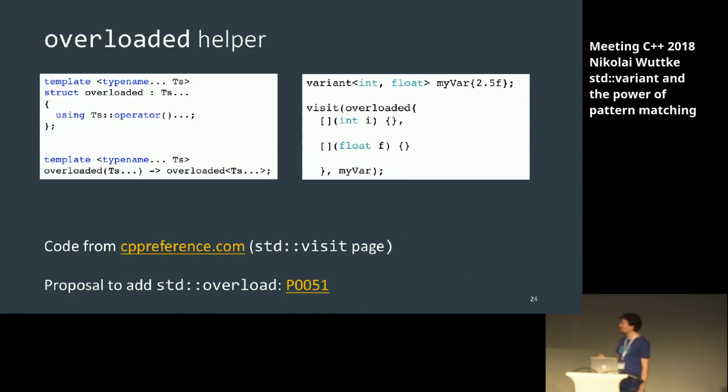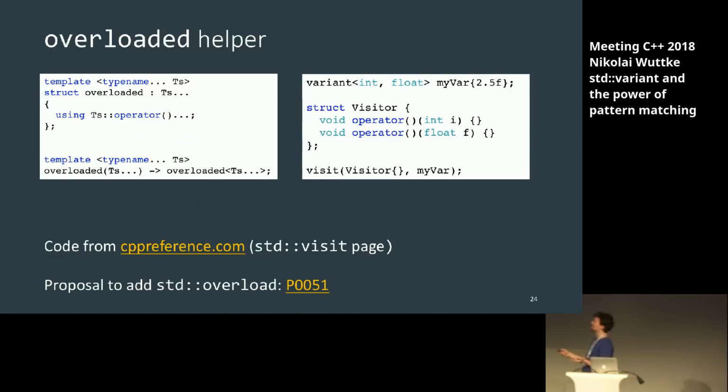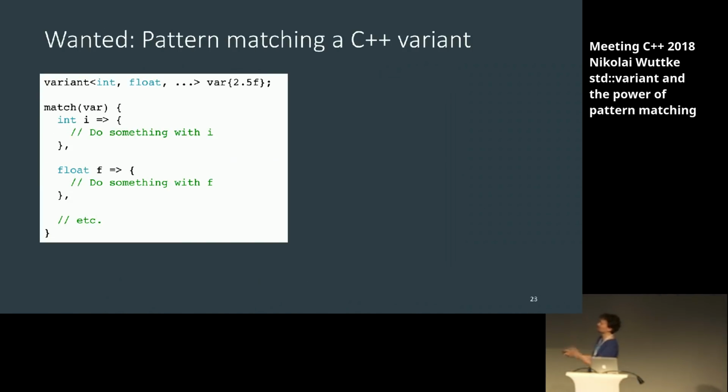And so then, once we have this, there's still one thing which I don't like. On one hand, you have to put this overloaded, which is a bit of additional syntactic noise, and you have to specify the variant last and the visitor first, which is a bit backwards from the way I would like it to be. I would like to be able to say something more like this, where I say match this variant and then all the cases.